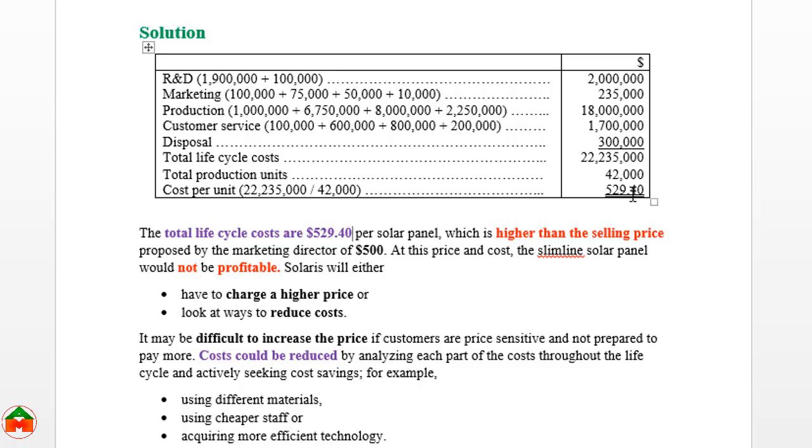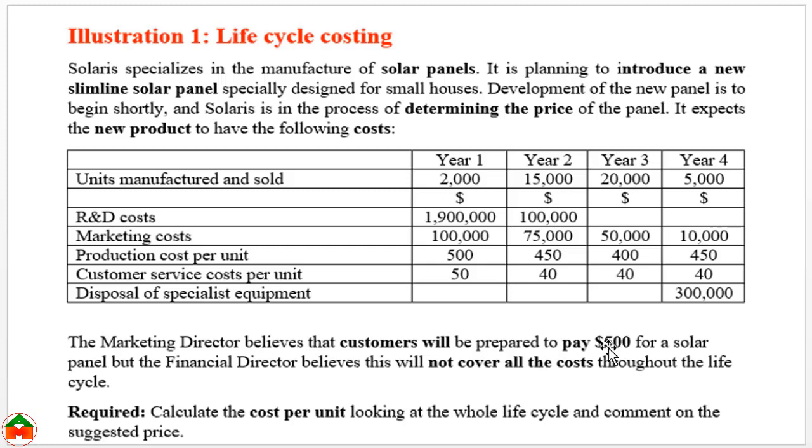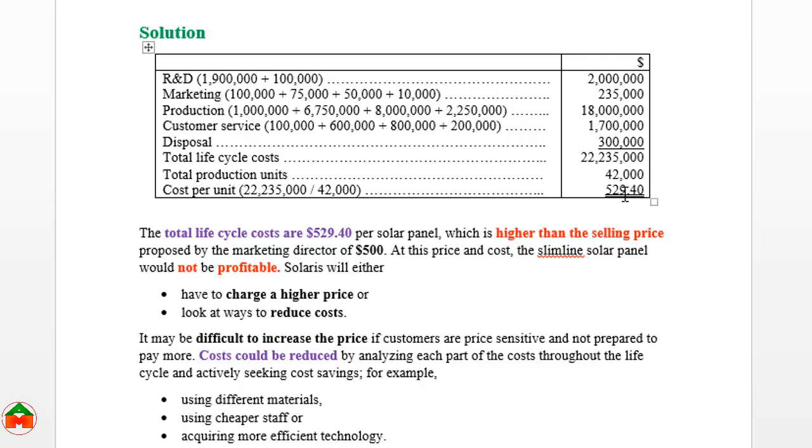And to get the per unit cost for the product's whole life cycle, we need to divide this whole life cycle cost with the total production. Here total production is 42,000. So after dividing the whole life cycle cost for the product with the units produced or sold, we can get the cost per unit 529.40. From the question we have seen that the available sale price is 500, but our whole life cycle cost is 529. That means cost is higher than the available price. This product is not a profitable product.